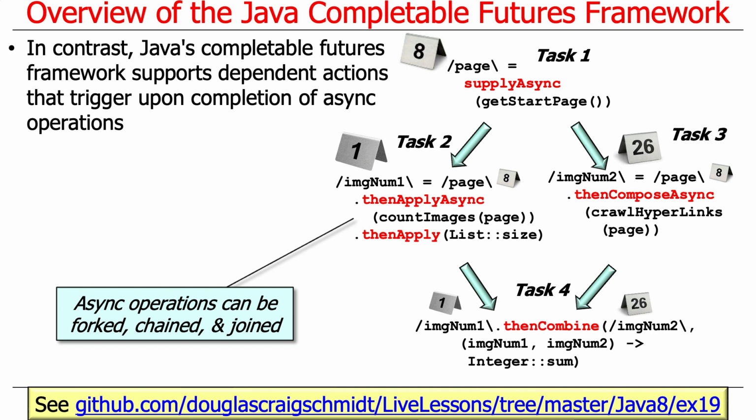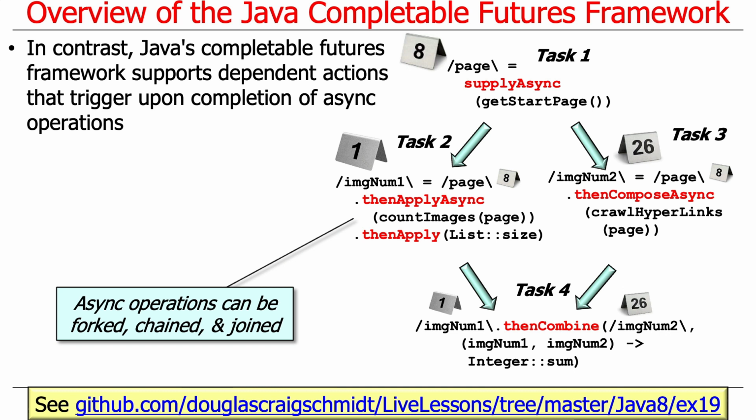Here's what the code might actually look like, and we'll look at this code later. You can take a look at this code here at this link. And what we can do is we can make a call to a Completable Future async factory method called supplyAsync. It'll get the page. It gives back something called a Completable Future.